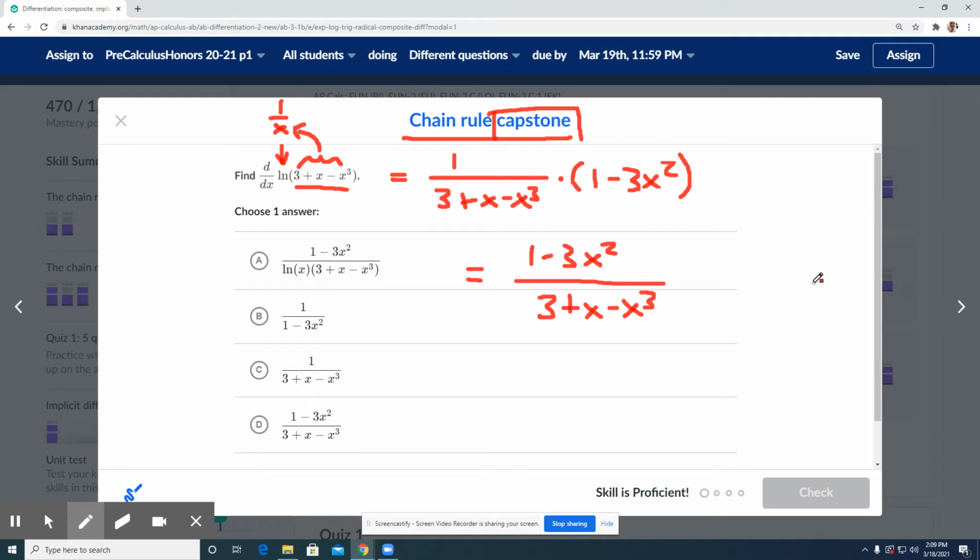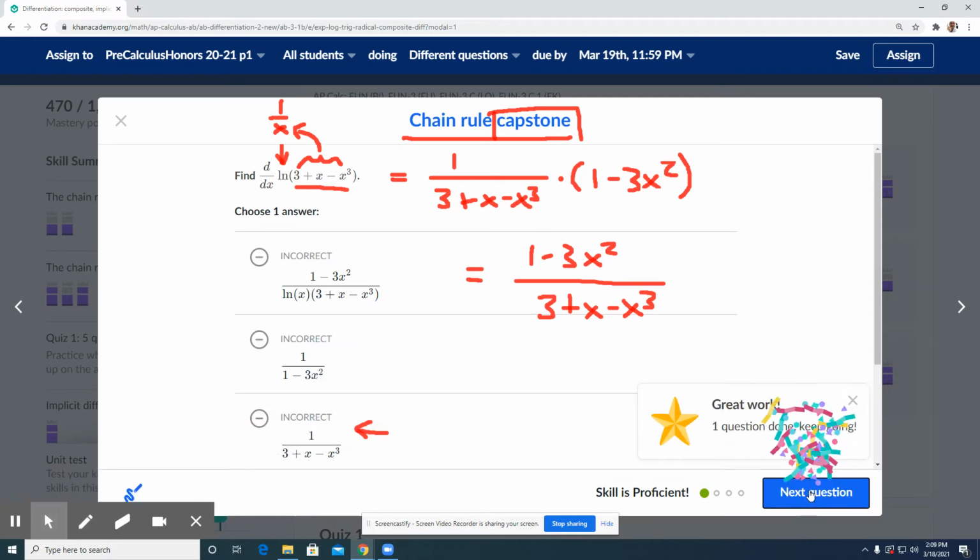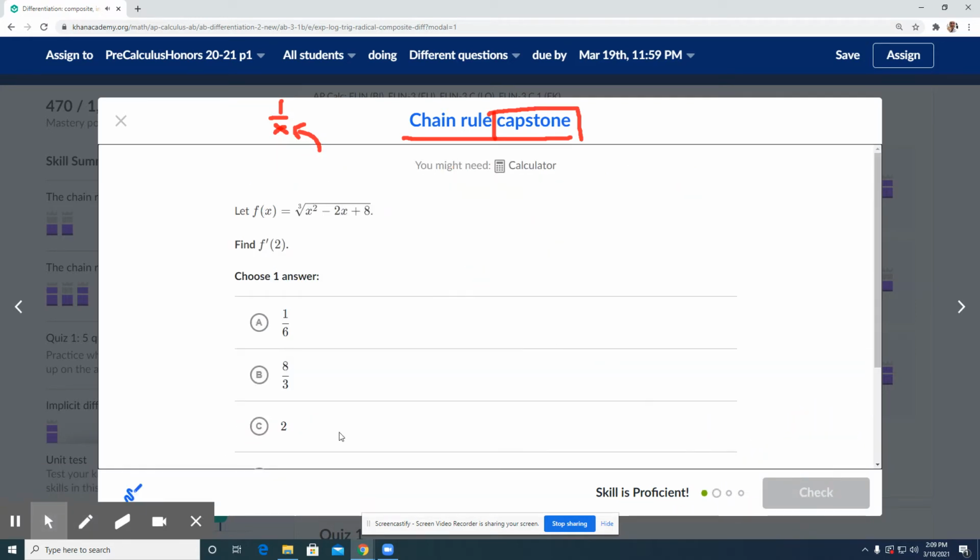All right. There, is that it? Let's see. 1 minus 3x squared over 3 plus x minus x cubed. Yep, there we go. Okay. Let's check out the next one.